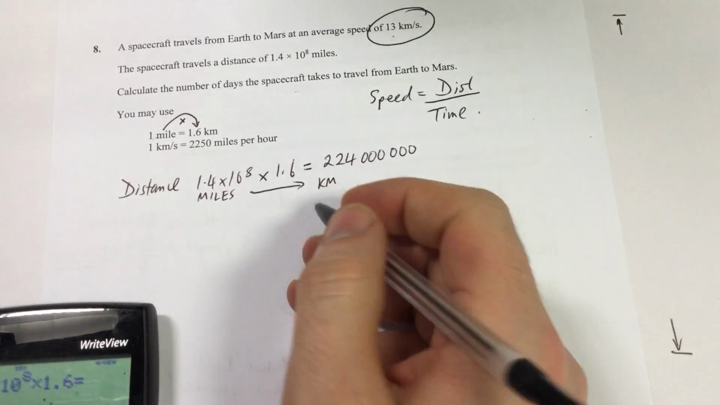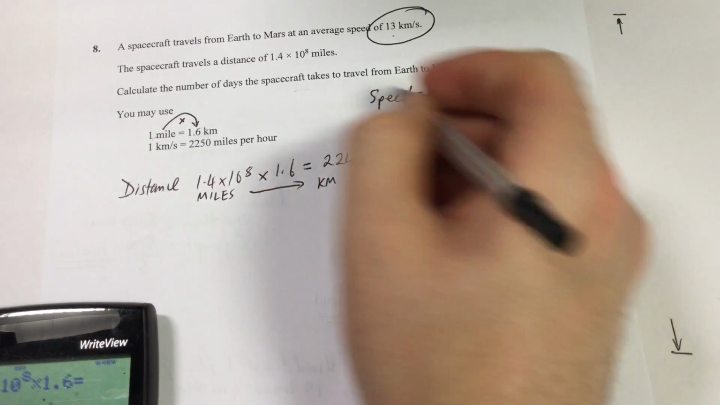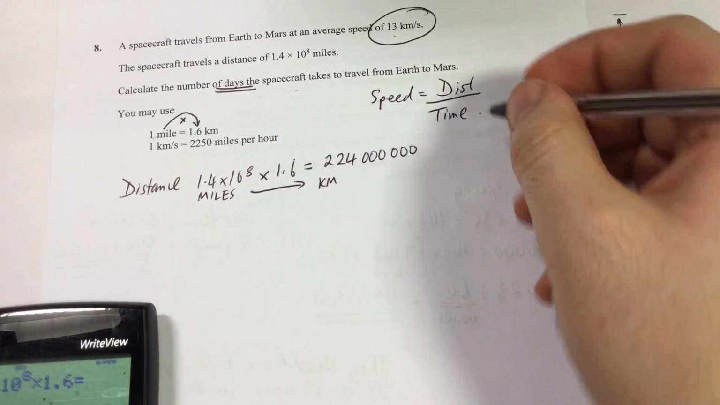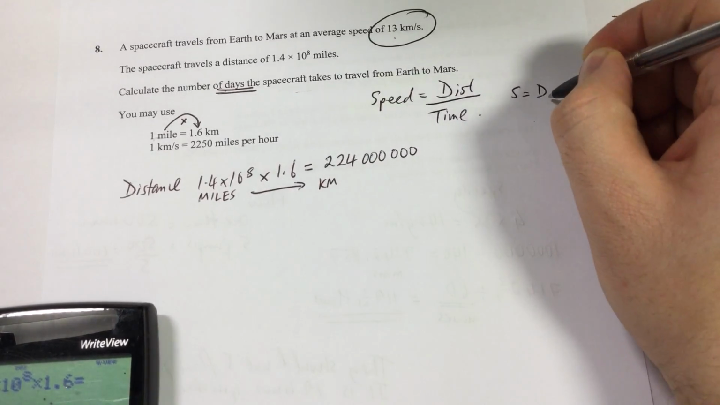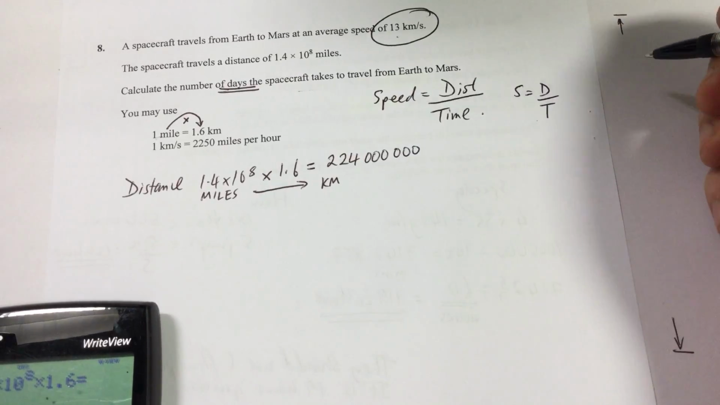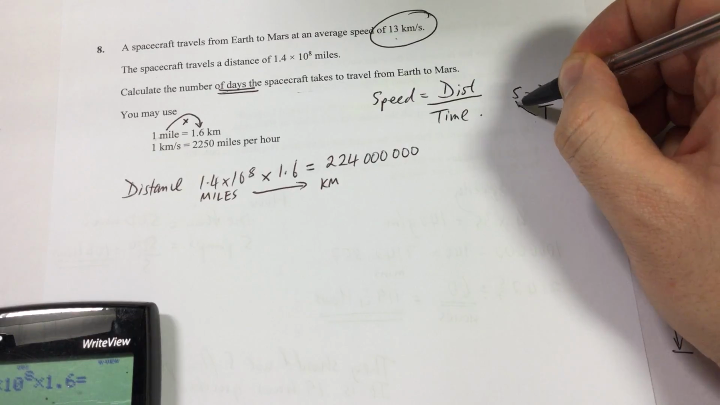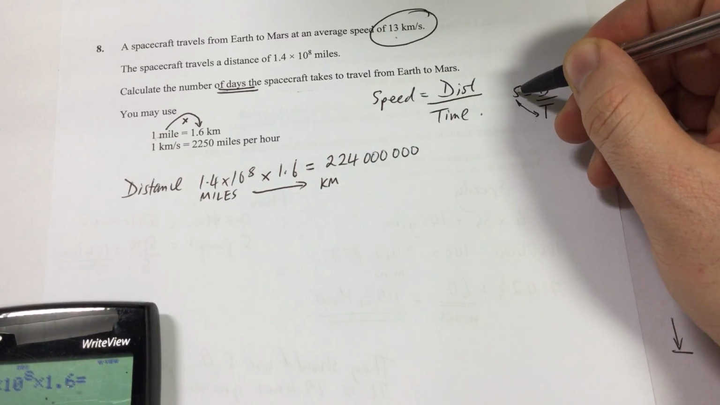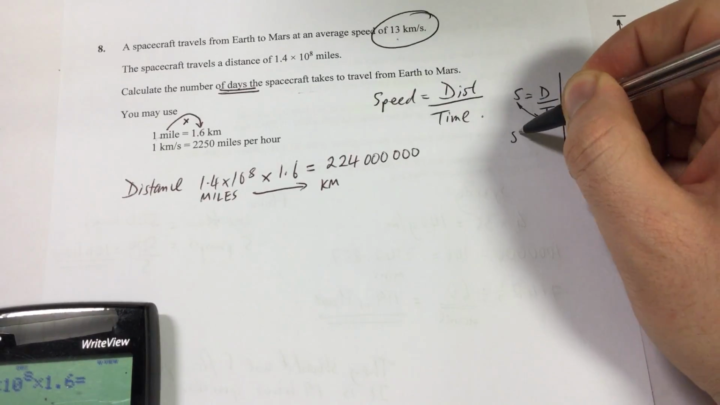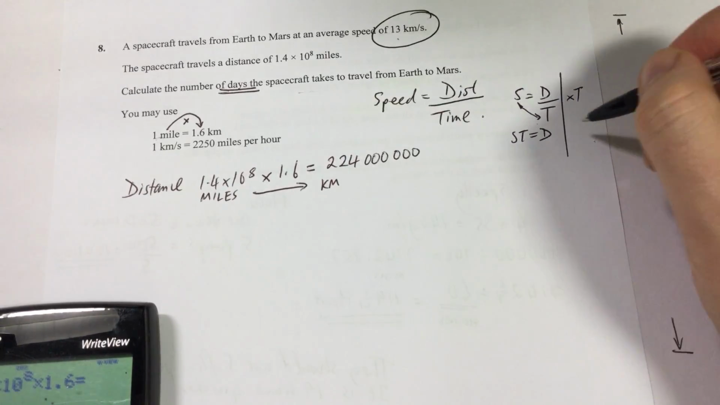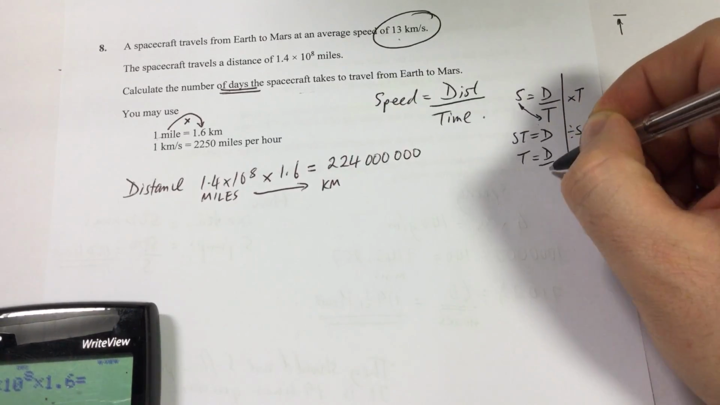Okay, so speed equals distance divided by time. I'm actually going to calculate the number of days, so I need to know what this is just for time. So I need to make time the subject of this equation. I'll multiply by t and then divide by the speed, so I'll show you that. So speed times time equals distance, which is good to know. But I'm going to divide by the speed, so time equals distance divided by speed.